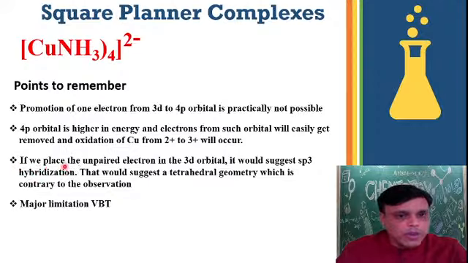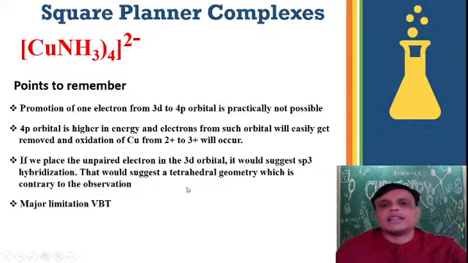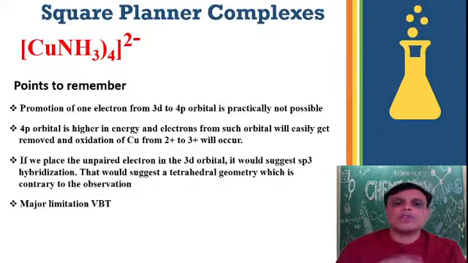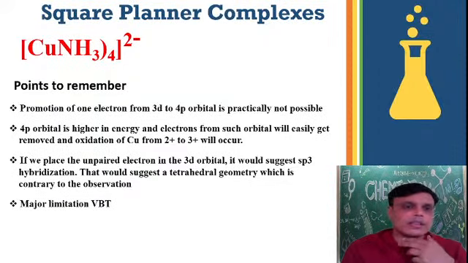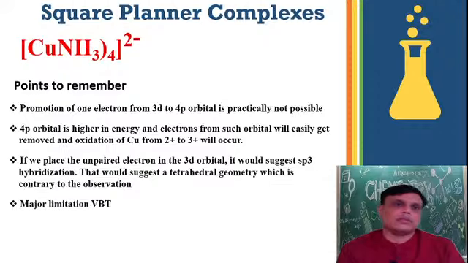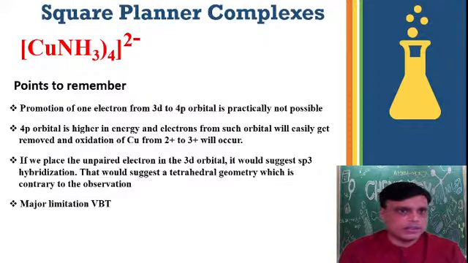And the third point is, if we place the unpaired electrons in the 3d orbitals, it will suggest sp3 hybridization, and that is contrary to the observation, because the observed geometry of this complex is square planar, and the compound has one unpaired electron. One unpaired electron means the complex is paramagnetic, and the observed and calculated magnetic moments of this complex match very well, so we can say this compound shows a square planar geometry. Okay, but according to valence bond theory it is not possible.